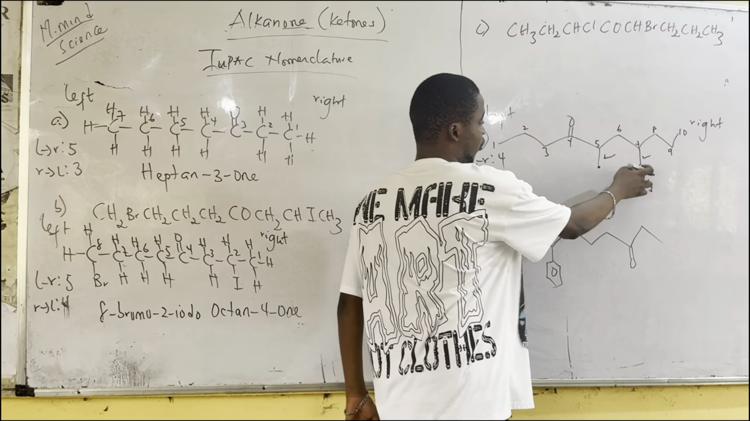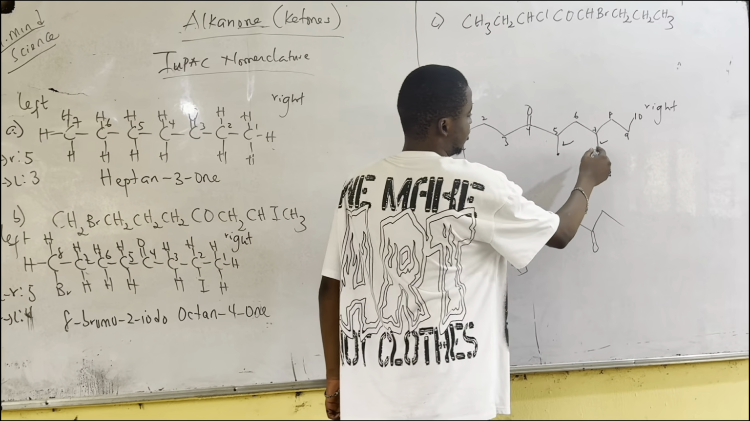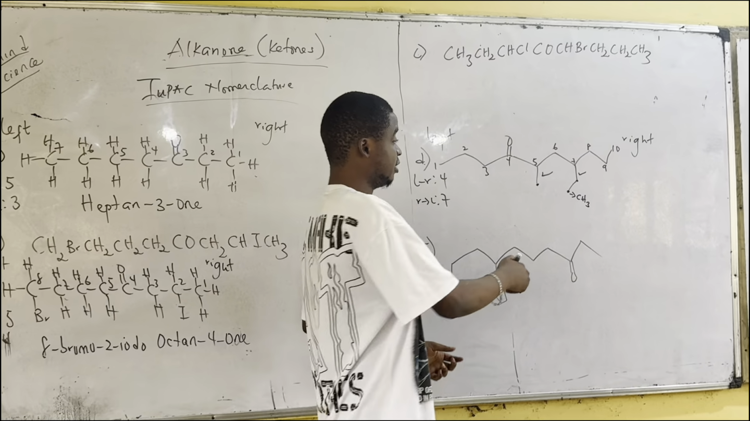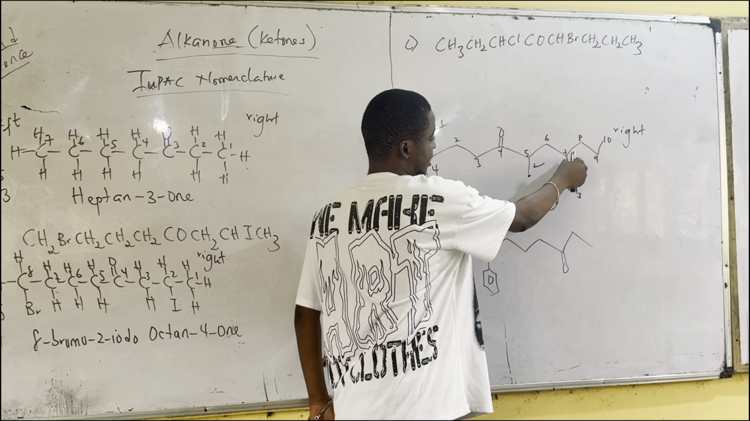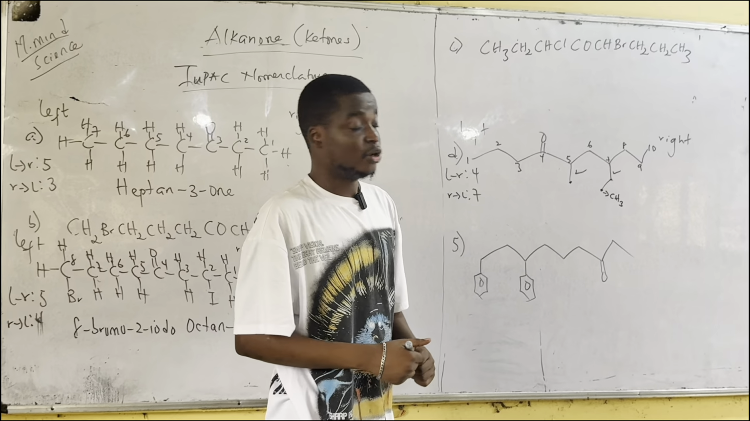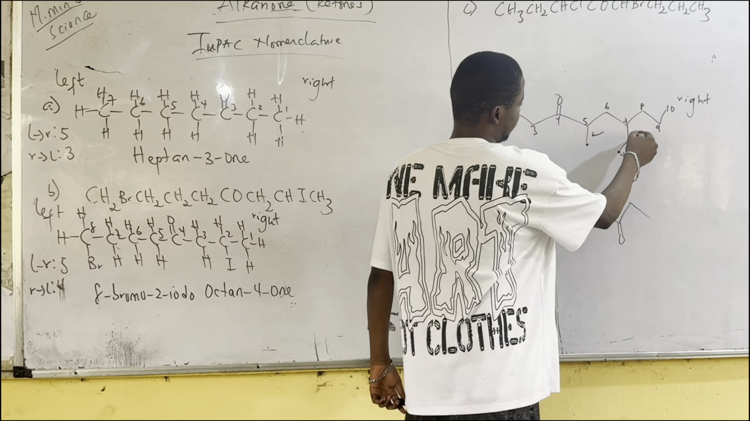This is a bond, because a line is a bond. And there's another dot here. Now look at this dot. This dot here is attached to two lines, this line and this line. When a dot is attached to two lines, what you have there is CH2.